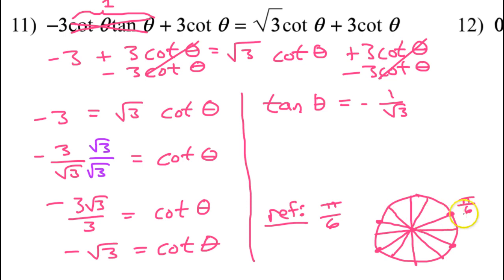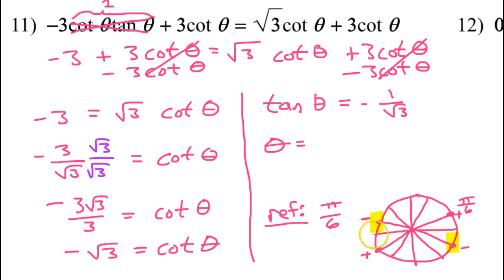Let's see, tangent is positive in this quadrant and this quadrant, and tangent is negative in the second quadrant and the fourth quadrant. But in this particular case, we want tangent to be negative. So that's why we want these 2 answers, this one and this one. So what are those angles?